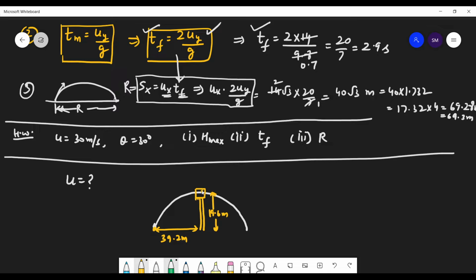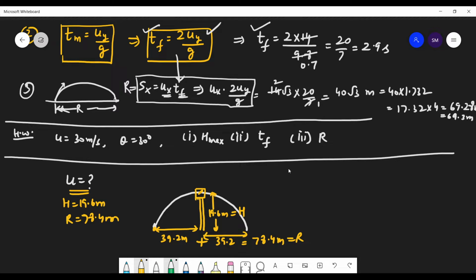So this is the maximum height, you can say, that is 19.6 meter is your maximum height. So obviously the range, what will be the range? So add 39.2 plus 39.2. So that will be 78.4 meters. So you have the range and height, and you need to tell what is u. So h is 19.6 meters. Range is 78.4 meter.